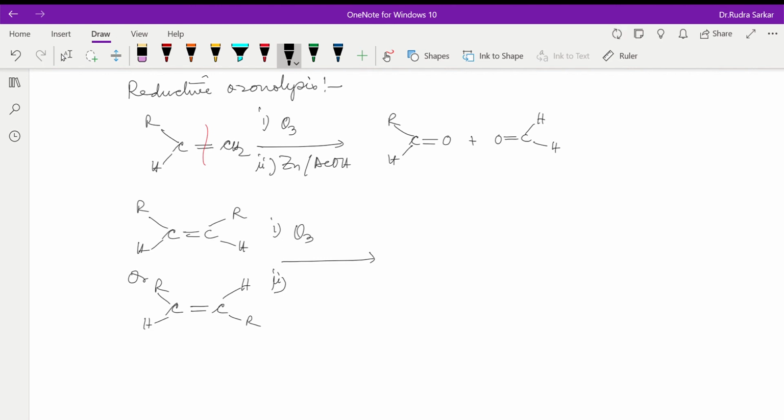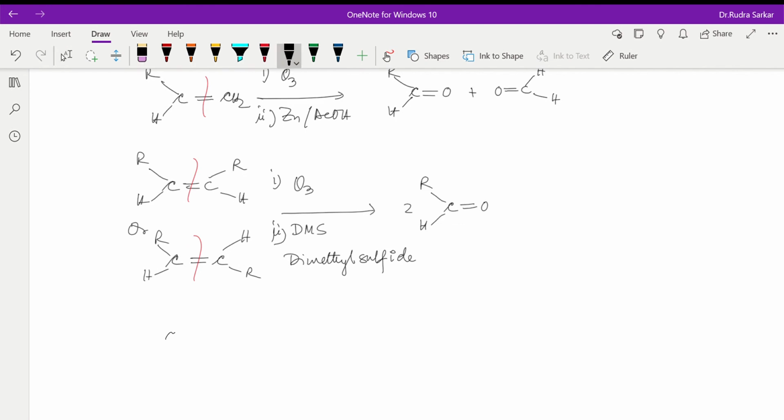Now, instead of using zinc acetic acid, I am using over here something called DMS, dimethyl sulfide. Its role is very similar to what is done by the zinc acetic acid, that is to act like a reducing agent. And both these particular compounds, if you disconnect them, the answer is the same, and you will be getting two molecules of this aldehyde. Okay.